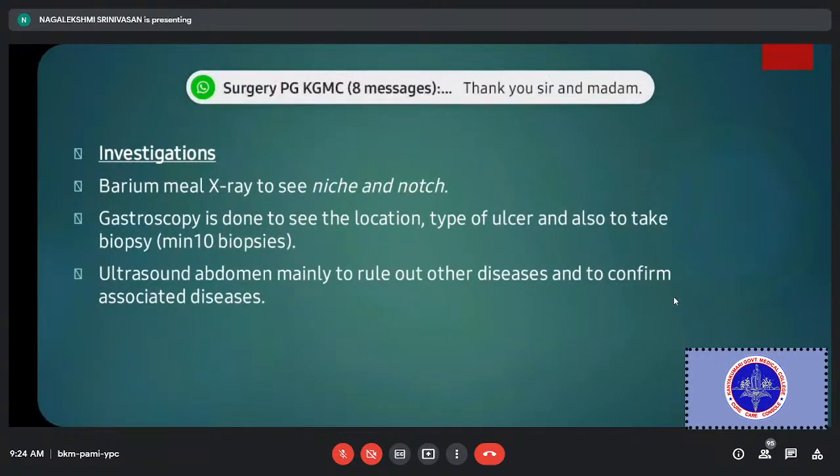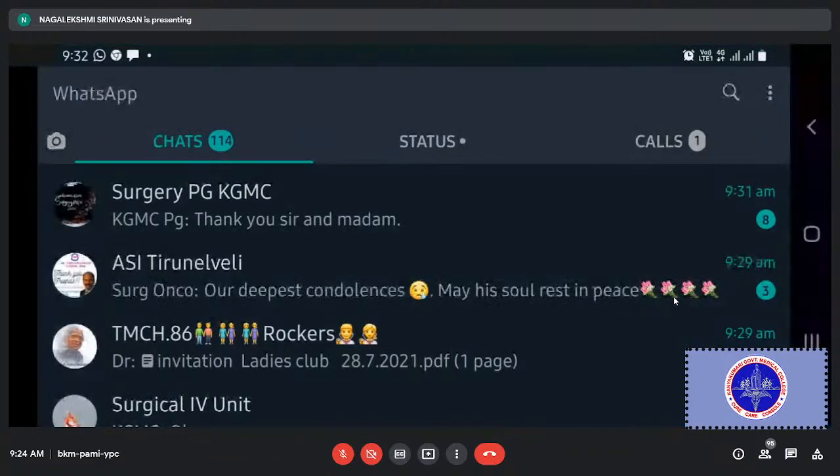What are the common investigations? Barium meal X-ray. That will be seen as niche and notch.